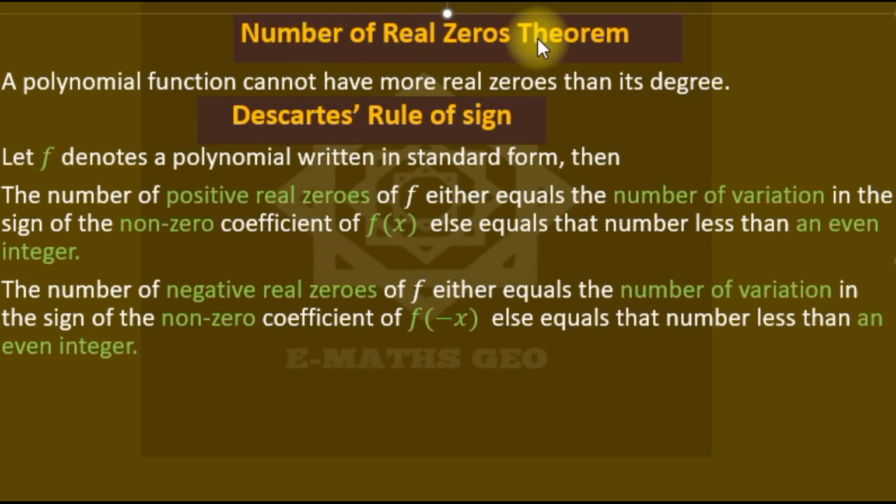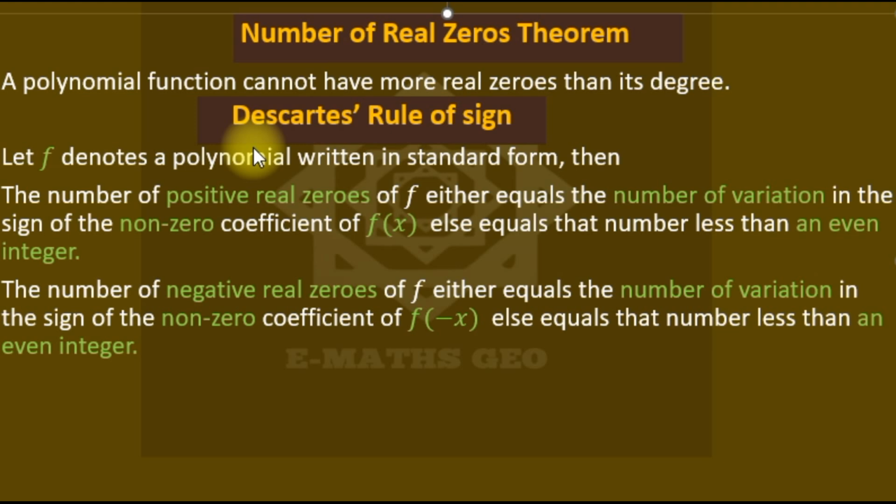Number of real zeros theorem. The theorem says that a polynomial function cannot have more real zeros than its degree. There is no way that a polynomial will have more real zeros than its degree. It's not possible. But let's now look at Descartes' rule of signs.